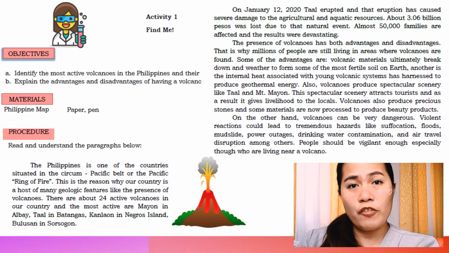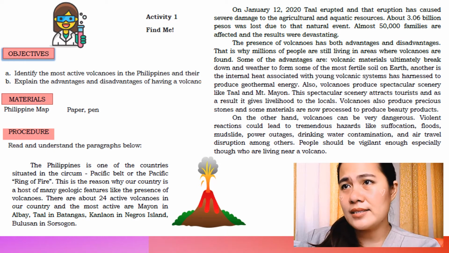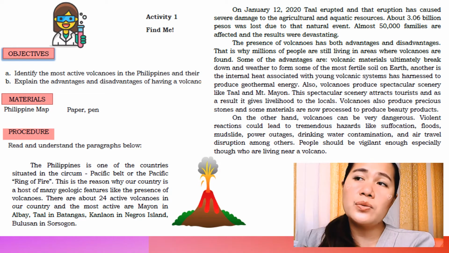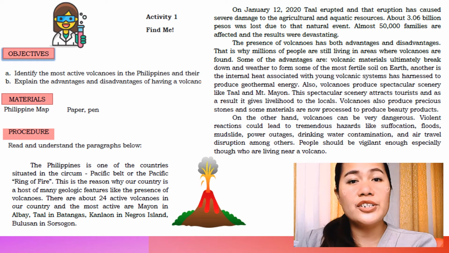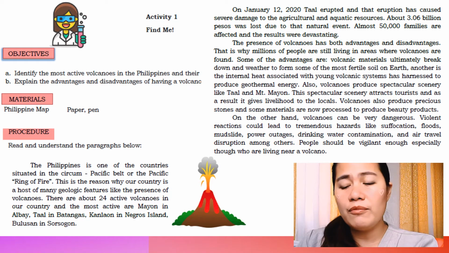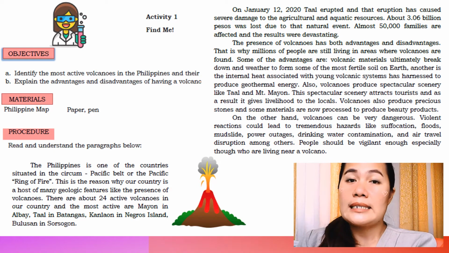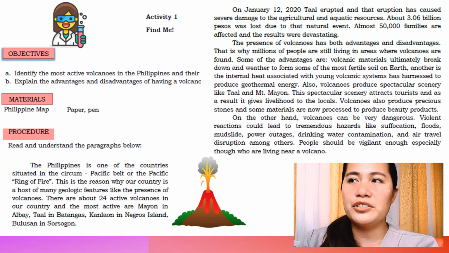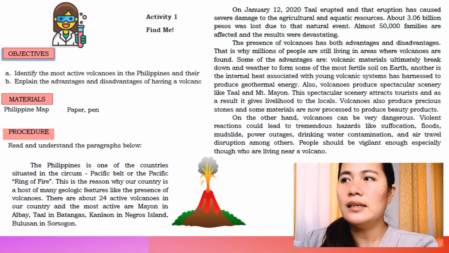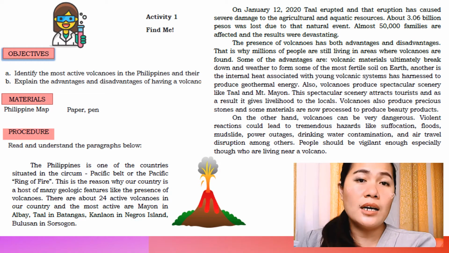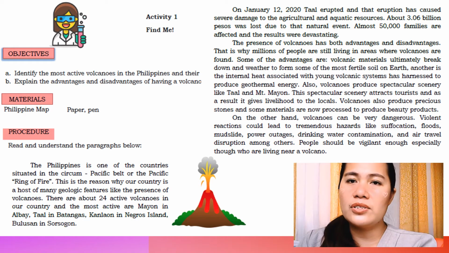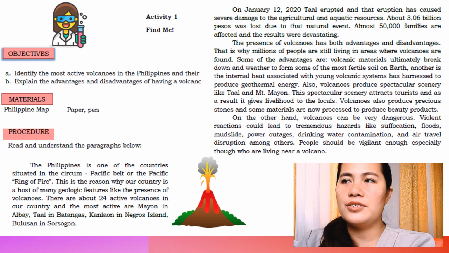The presence of volcanoes have both advantages and disadvantages. That is why millions of people are still living in areas where volcanoes are found. Some of its advantages are, first, volcanic materials ultimately break down and weather to form some of the most fertile soil on Earth. Another, the internal heat associated with young volcanic systems can be harnessed to produce geothermal energy.